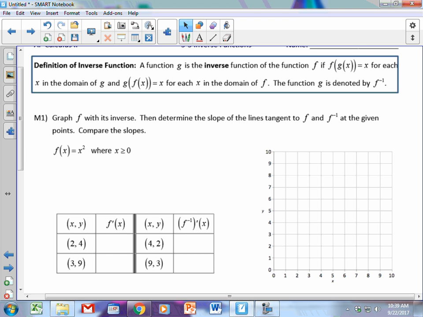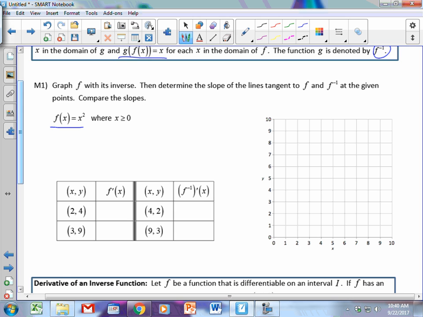All right, so here we go. So the definition of an inverse function, you guys know this definition. It was given to you in pre-cal, right? You can read this for yourself, but you know when you compose them both ways, we should get x, right? And this is the symbol that we use. Okay? All right, so real quickly, let's graph f with its inverse.